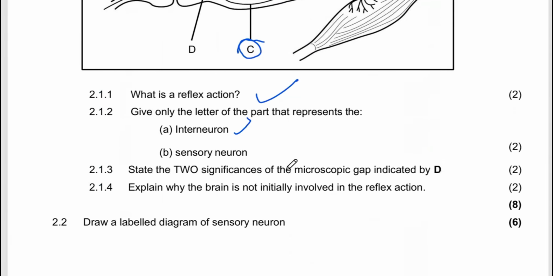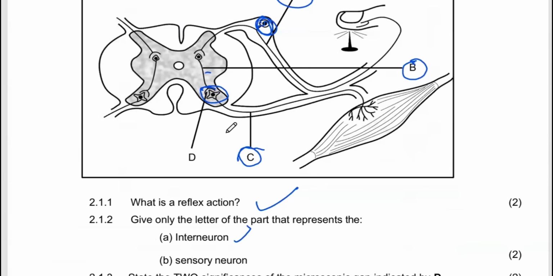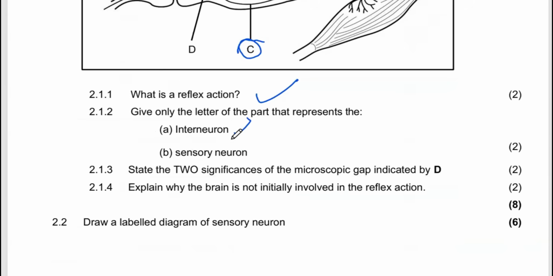And then they are saying step 2, significance of the microscopic gap. Function of a synapse: it allows impulse to move in one direction. What's the function of a synapse? It allows impulse to move in one direction. Also, it prevents continuous stimulation of the neuron.